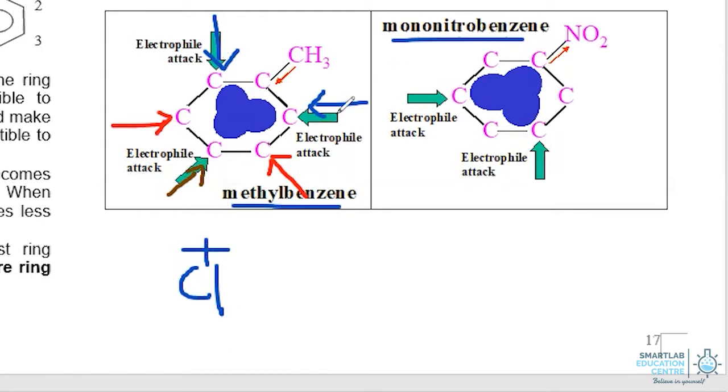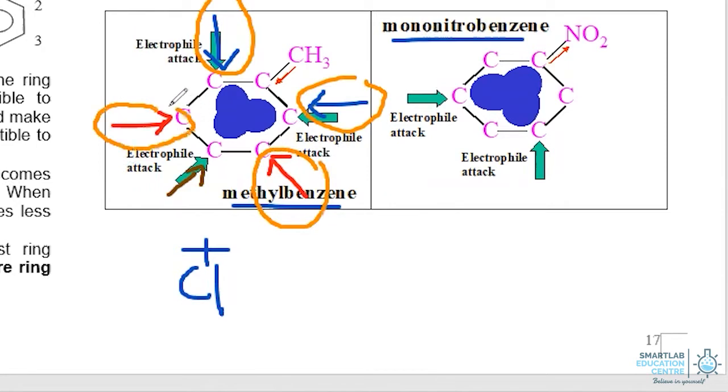So Cl+ could go to position 2, indicated by these two arrows here. Or it could go to position 3, carbon number 3, indicated by the two red arrows as well. Or otherwise, you can actually go to position 4.